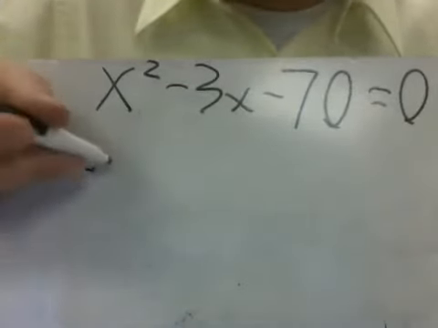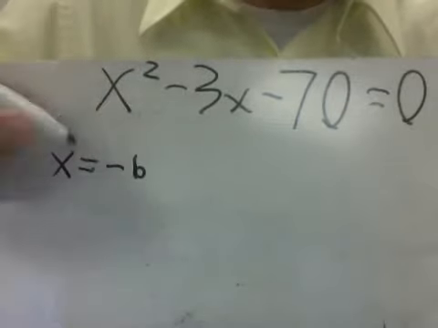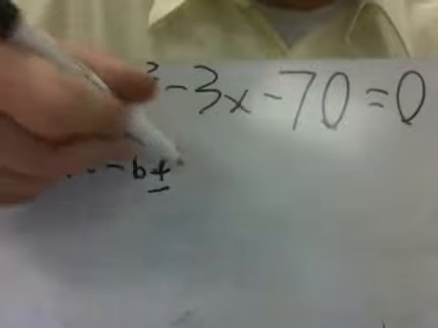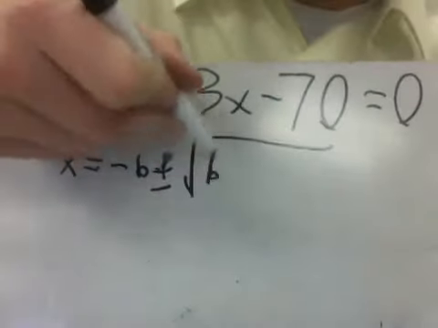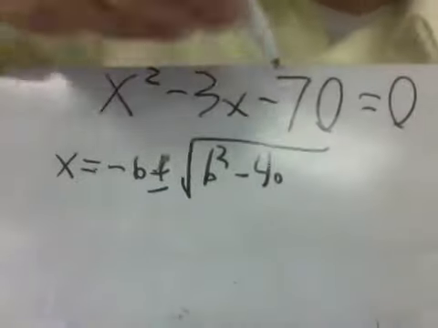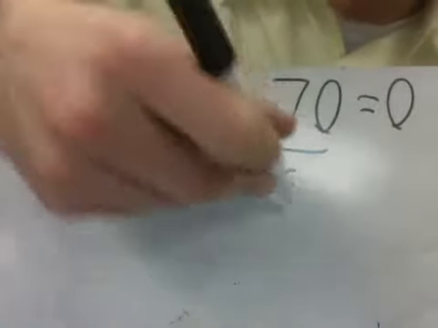X equals negative b plus or minus the square root of b squared minus 4ac, b squared minus 4ac. What? b squared minus 4ac, over 2a, over 2a.